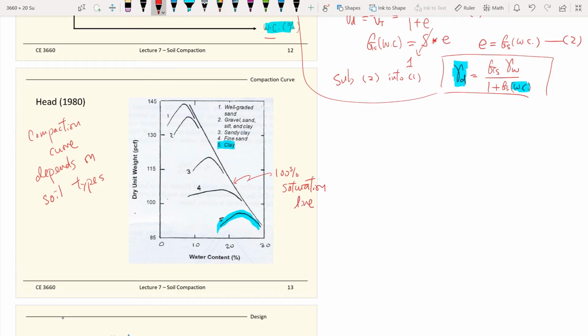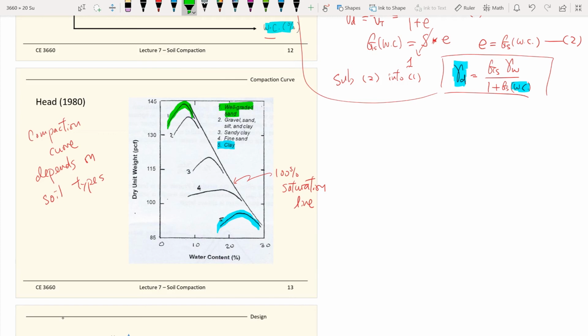Clay, you know, can hold relatively more water and achieve a relatively lower dry unit weight. So the clay curve will be here. Clay will be a really good, ideal material for reducing hydraulic conductivity because it can hold more water. And the other extreme on the curve is the well-graded sand. Sand has less capability to hold water, so the water content will be less.